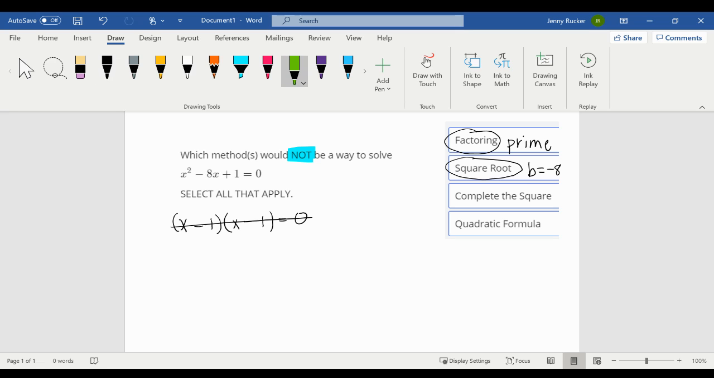We can use completing the square on any quadratic equation. This one, it's actually a really good choice since our a is equal to 1 and b is even. So completing the square is a method that would work. Quadratic formula can also be used to solve any quadratic equation. So it is a method that would work, so we don't want to select it for this problem since we are asked which method or methods would not be a way to solve.